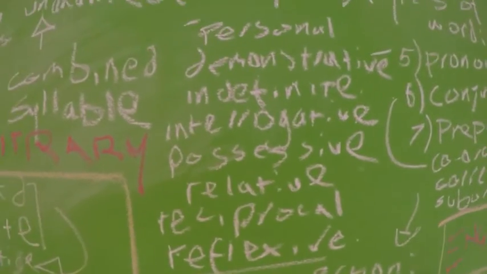So the 5th type of word is a pronoun. A pronoun is a word that stands in the place, so in the place of a noun, all right? That's what a pronoun is. So you look over here, and you have a whole bunch of pronouns, okay? So there's about 8 pronouns, okay? So let's go through them.